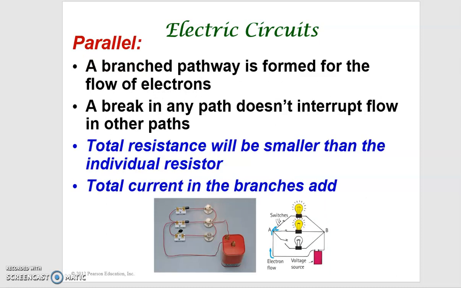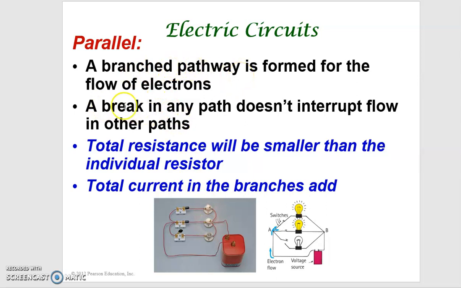The second circuit is the parallel circuit. Apparently you have a branched pathway for the electrons to flow. What does that mean? For example, the current comes out from the battery and enters this point here. At this point, which is point A, the current has 3 directions to choose. The current can choose to flow this way, or this way, or this way. So it is a branched path.